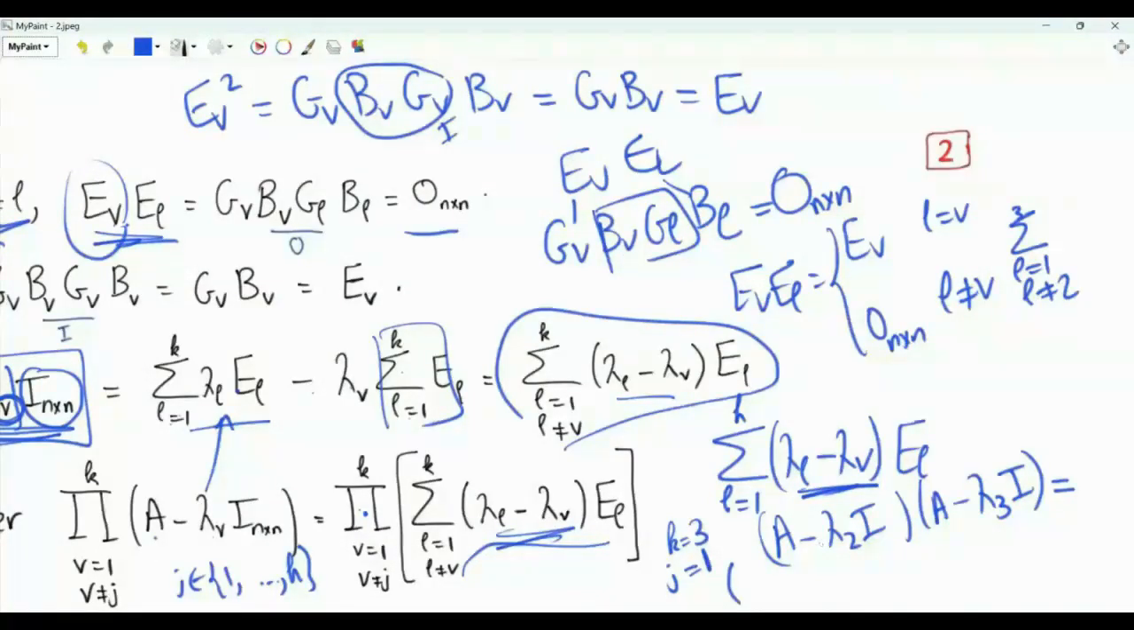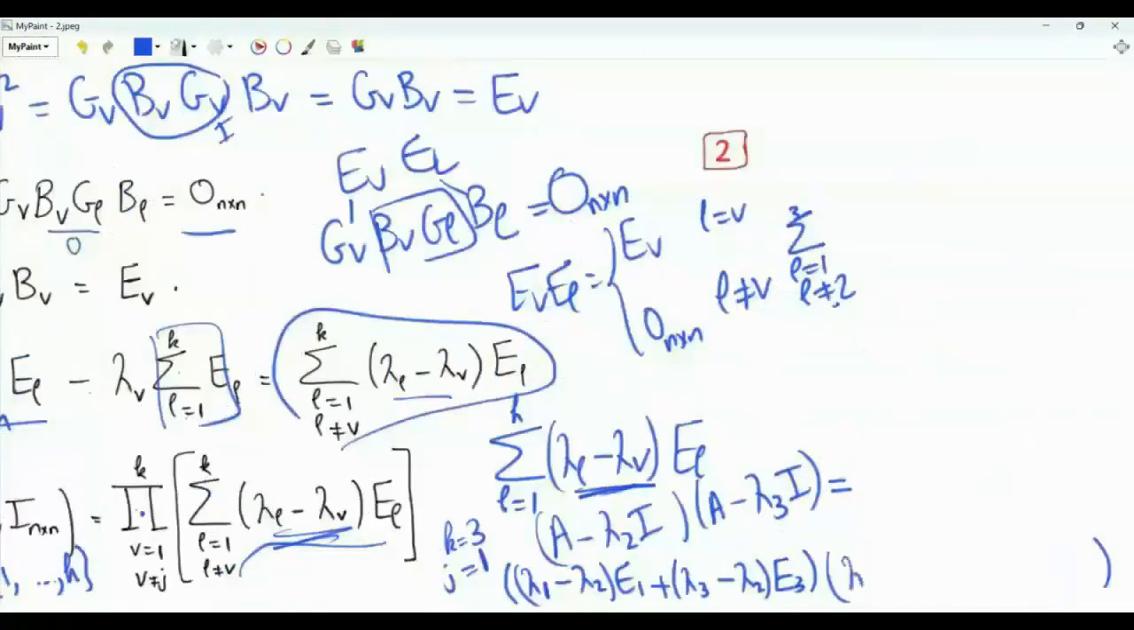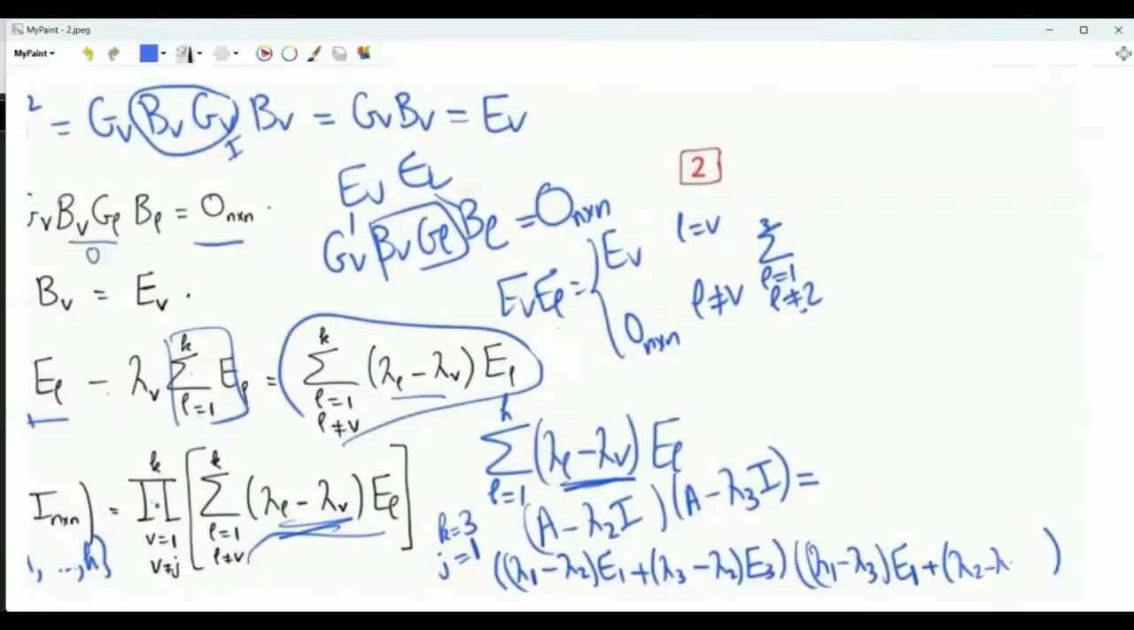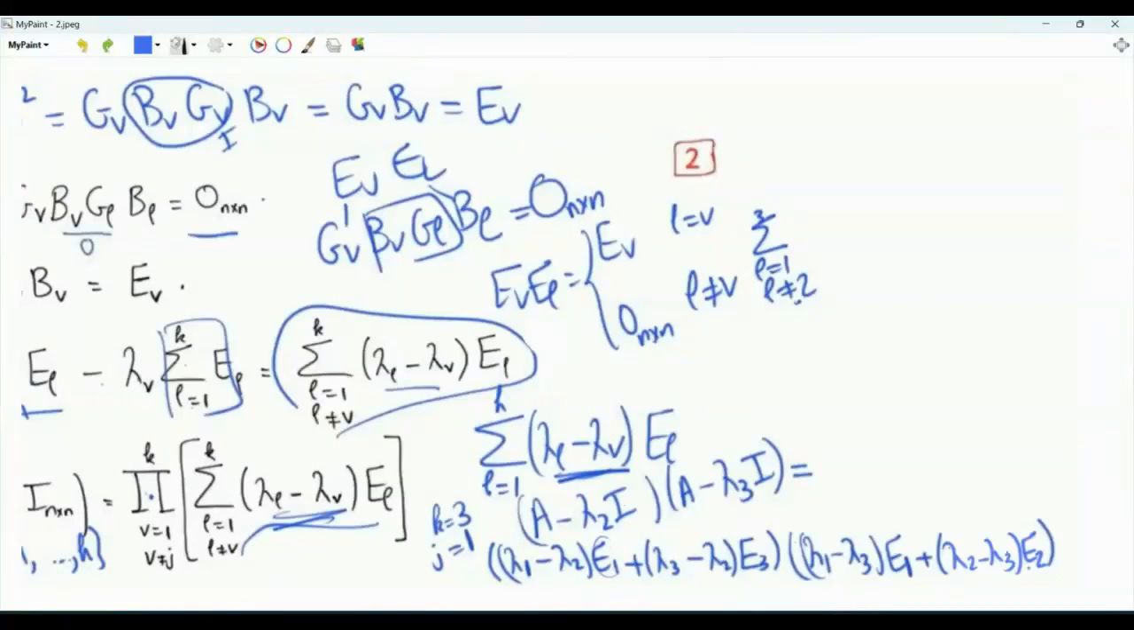The first bracket will be lambda 1 minus lambda 2 times E1. L cannot take the value 2, but then it takes the value 3. If L is 3, we have lambda 3 minus lambda 2, V is equal to 2, and then here we have E3. If V takes the value 3, which is K in this example, we have here lambda 1 minus lambda 3, E1 plus lambda 2 minus lambda 3, E2. Let's multiply E1 by E2 or E3 by E1, E3 by E2. All these give the all-zero matrix. The only surviving term is lambda 1 minus lambda 2, lambda 1 minus lambda 3, E1 squared, which is E1.